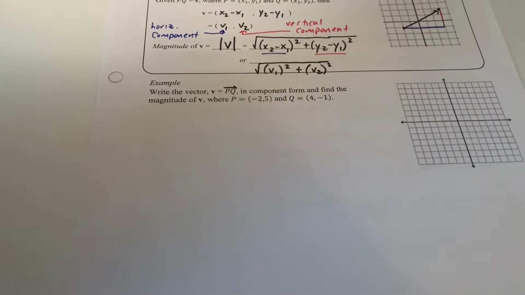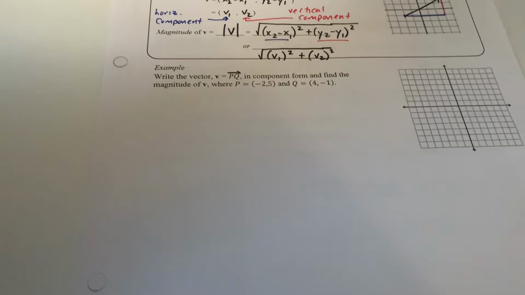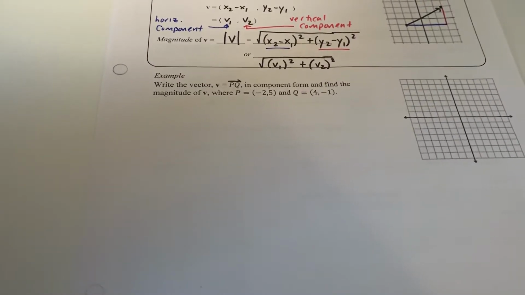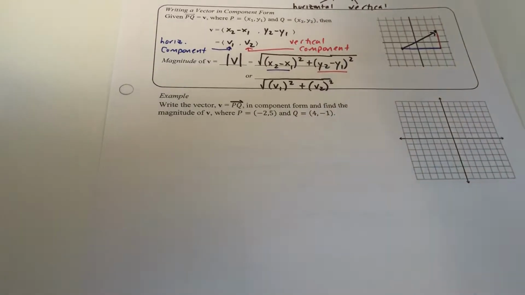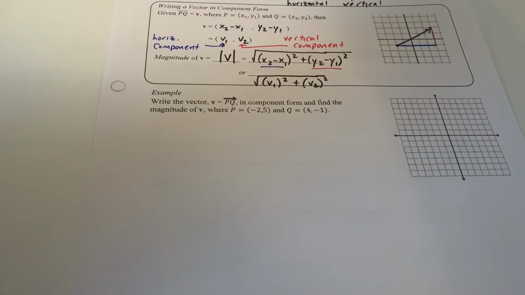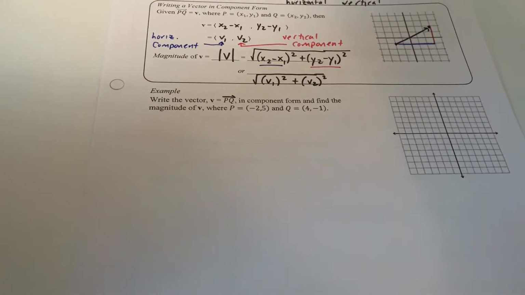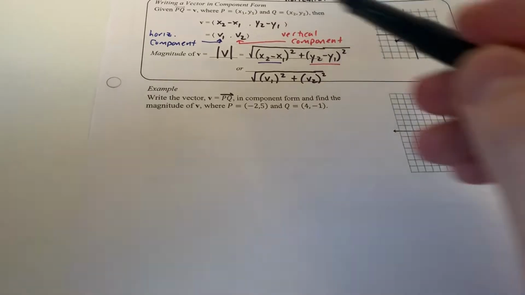All right, in this video I'm going to go over some basics of vectors and then how to write component form and magnitude for a single vector. So first things first, what is a vector? A vector is a directed line segment.